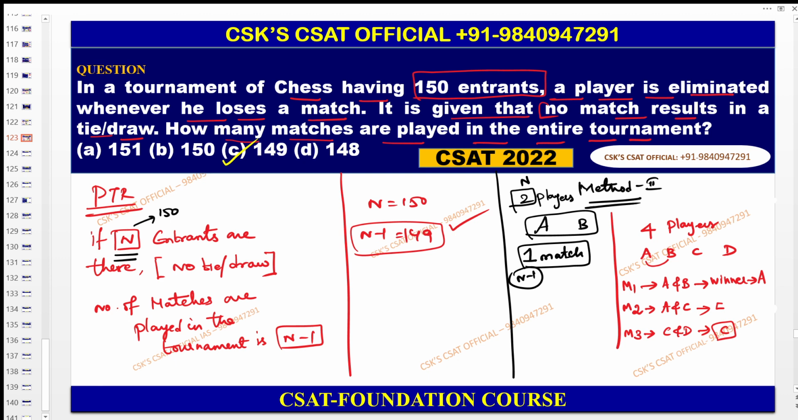So 4 players means how many matches here? 3 matches were played. 4 players, 3 matches. So in general, n players, n minus 1 matches. Understood? Sujita? Yes, sir. Thank you, sir. Okay, fine.